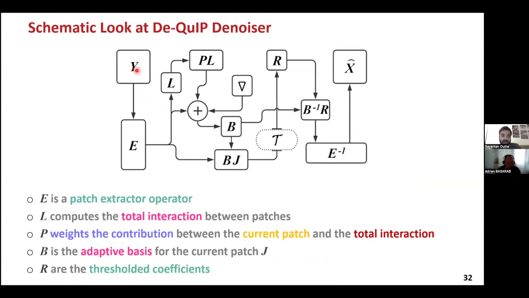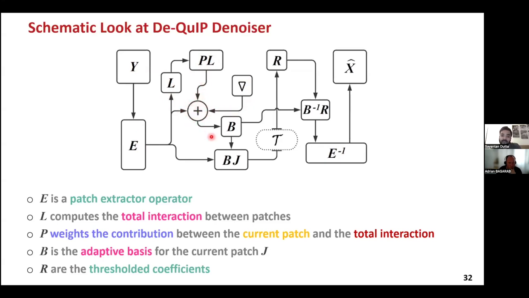So we first have a noisy image. Then we apply a patch extraction operator and extract all the patches, then compute the interaction between these patches in a local image neighborhood, which is multiplied by a proportionality constant P. So P is the proportionality constant that regulates how much interaction there will be. And then we construct the Hamiltonian operator by combining the nabla operator, the interaction, and the original noisy patch.